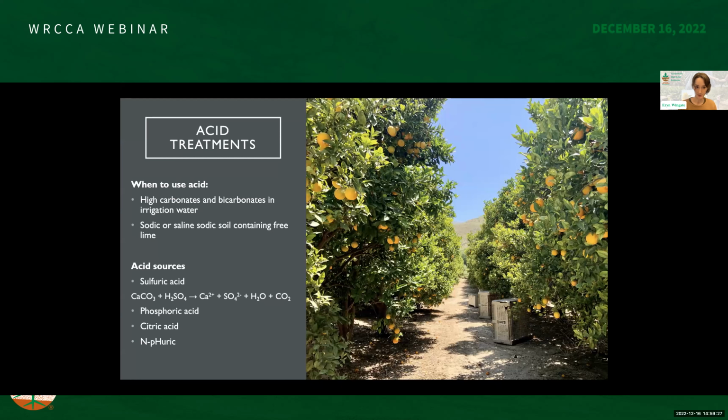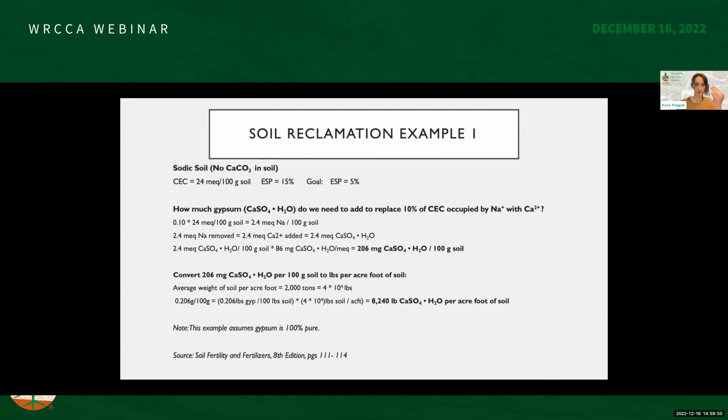There are lots of acid sources, but we're going to look at sulfuric acid here as an example, where you've got calcium carbonate plus sulfuric acid. You're releasing calcium and sulfate and getting water and carbon dioxide, which then vaporizes. That leaves the calcium to go back into the soil.